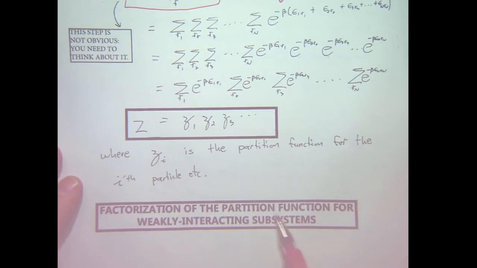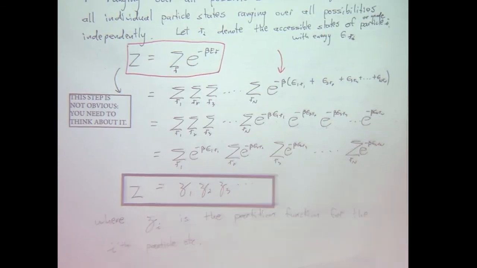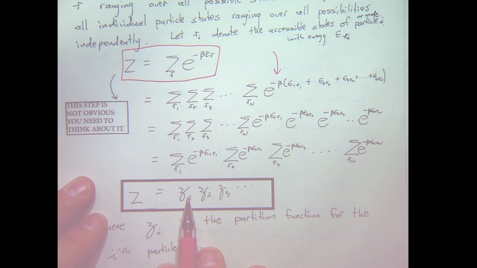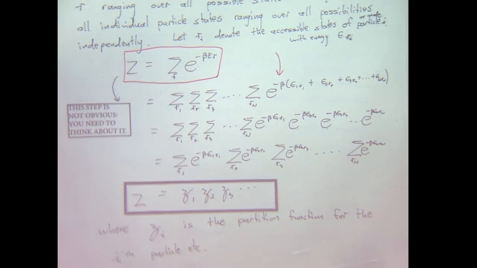So this is factorization of the partition function for weakly interacting subsystems. And these are completely general. They can be particles, monatomic particles in a gas. Could be vibration, rotation, translation modes for ideal gas diatomic gas molecules. Whatever.